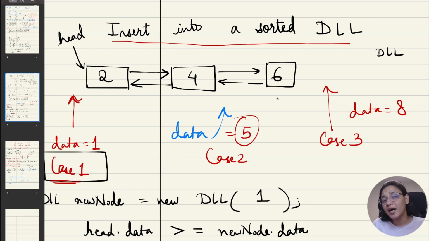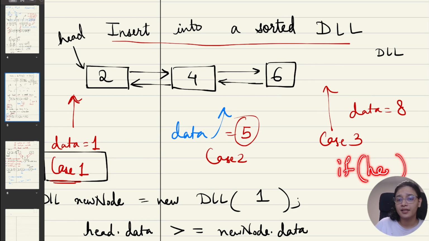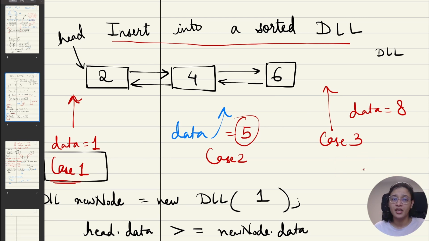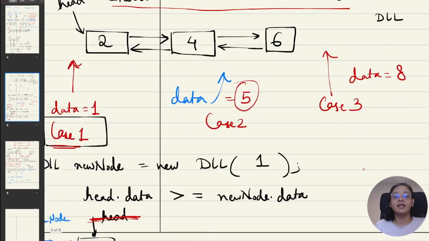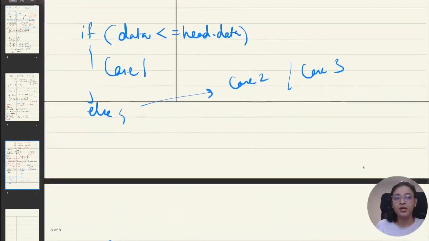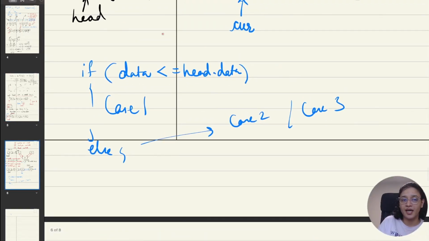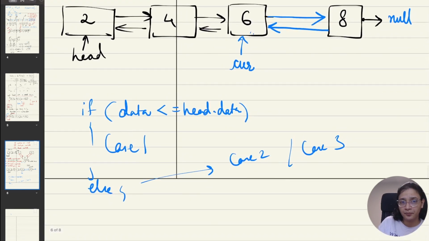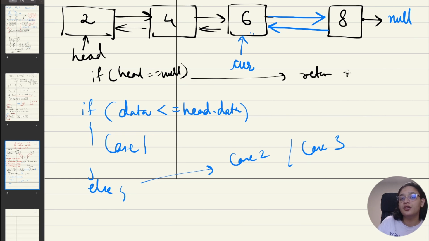Maybe there is one case which I can think of. That one case would be if your linked list was completely empty and the data you're trying to insert is the first data you're inserting. In that case, I can have one more if condition in my code, even before I check whether data is less than or equal to head dot data. I can write a code saying that if your head is equal to null, that means it's an empty linked list, just simply return the new node as your linked list head, right?